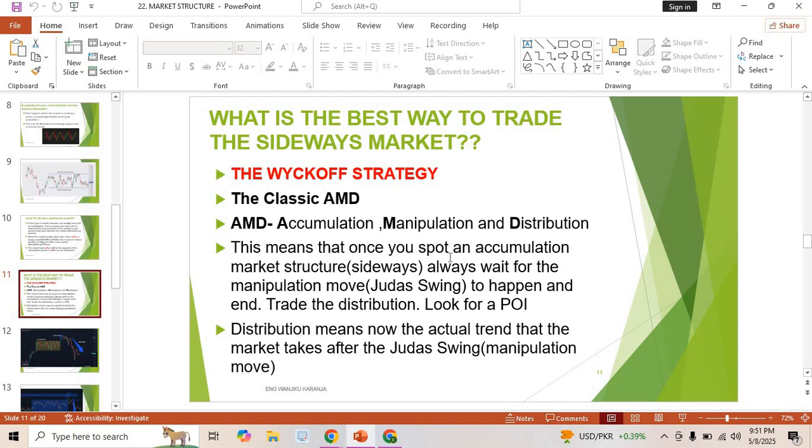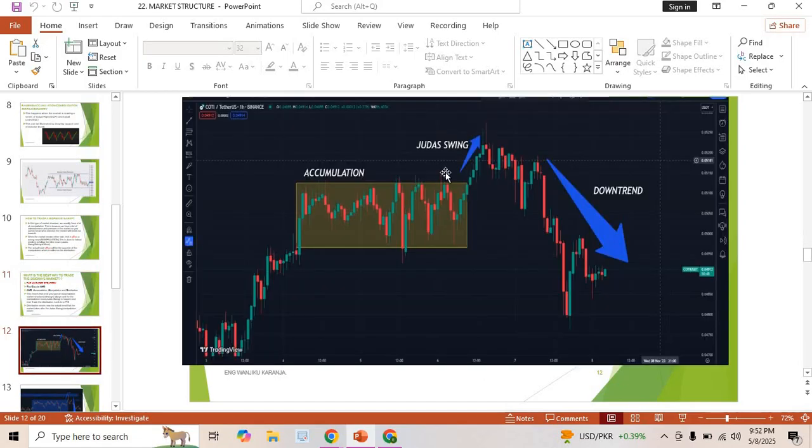So this means that once you spot an accumulation market, always wait for the manipulation move to happen and end. The safest way, always wait for the manipulation to happen and end, then trade the distribution by looking for a good point of interest. Distribution means now the actual trend that the market takes after the Judas swing, the real direction that the market will take after that Judas swing, or what you're calling manipulation. So wait for the manipulation to end, trade the actual trend. In this case, it was a downtrend.